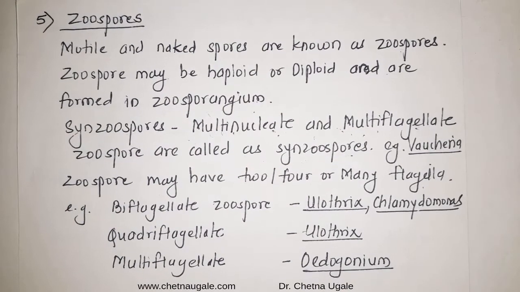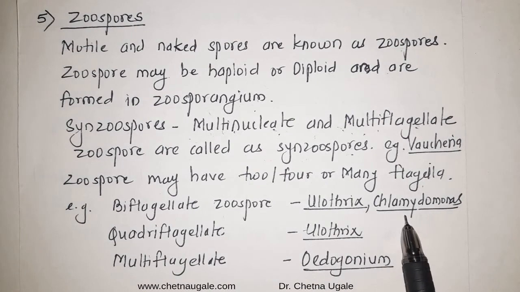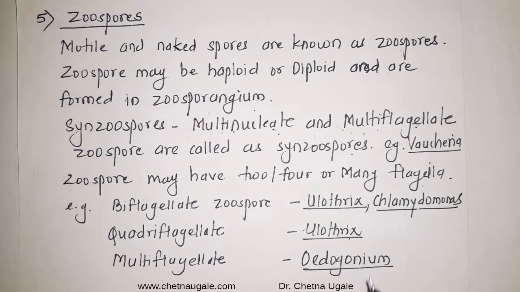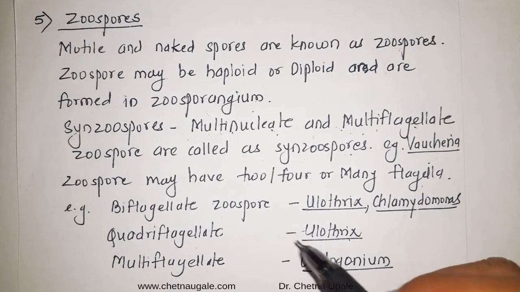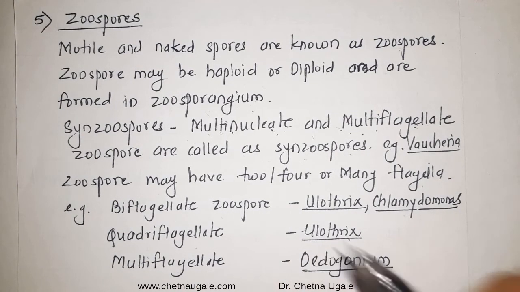The examples of these zoospores are the biflagellate zoospores occurring in Ulothrix and Chlamydomonas, then quadriflagellate, that means the flagella are present in 4 in number, generally observed in Ulothrix, and the multiflagellate are observed in Oedogonium. So this is the zoospore, which is one of the types of asexual reproduction in algae. Overall, these are the different types of spores which develop into a new plant body and act as the asexual reproduction in algae. In the coming video, we will see the sexual reproduction in the algae.